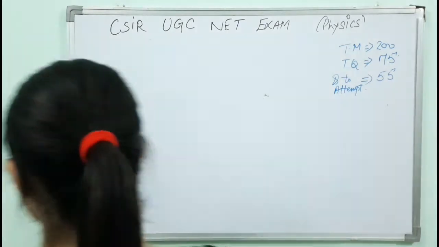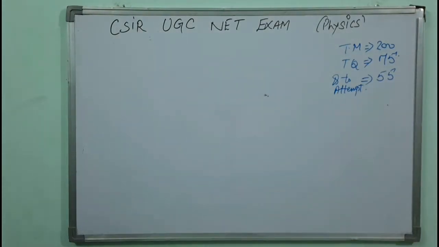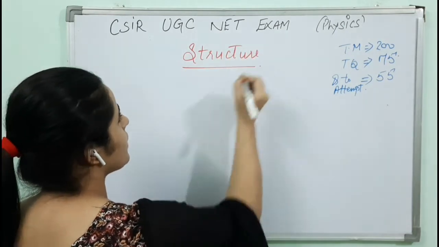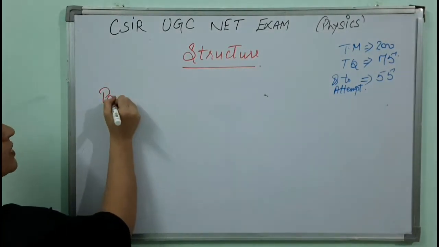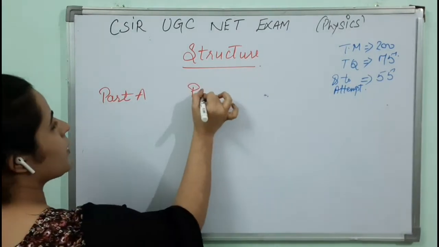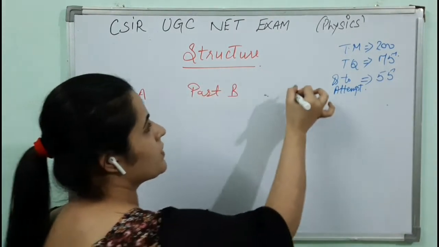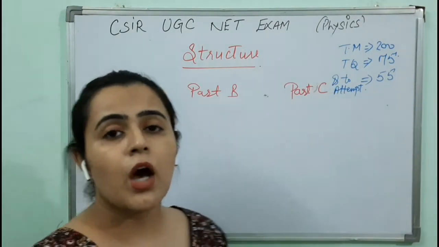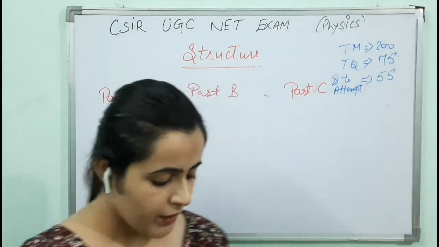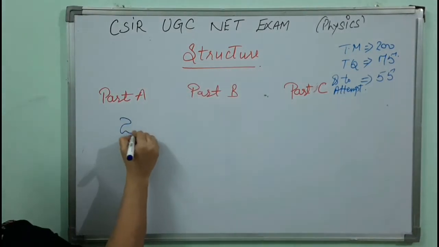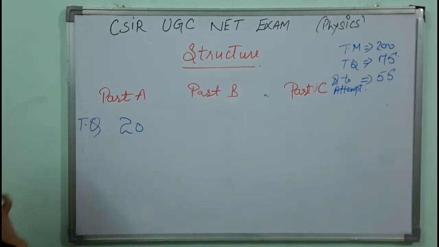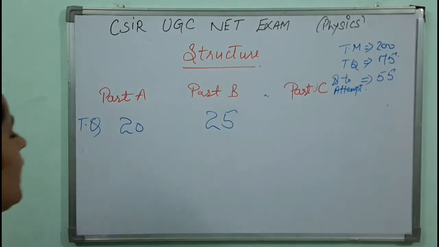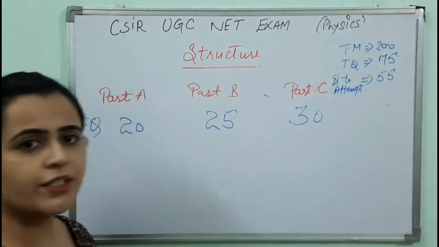Now, what is the basic structure of the examination? The structure has been provided by CSIR. The paper consists of 3 parts: part A, part B, and part C. Part A consists of 20 questions. Total questions in part A, 20. Total questions in part B, 25. And total questions in part C is 30.